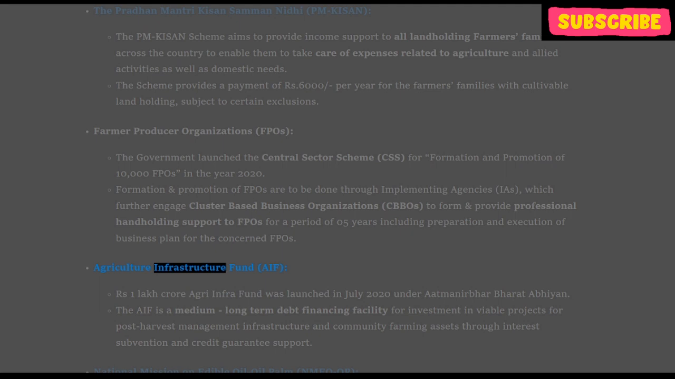Agriculture Infrastructure Fund, AIF. The 1 lakh crore rupees Agri-Infra Fund was launched in July 2020 under Atmanirbhar Bharat Abhiyan. The AIF is a medium to long-term debt financing facility for investment in viable projects for post-harvest management infrastructure and community farming assets through interest subvention and credit guarantee support.